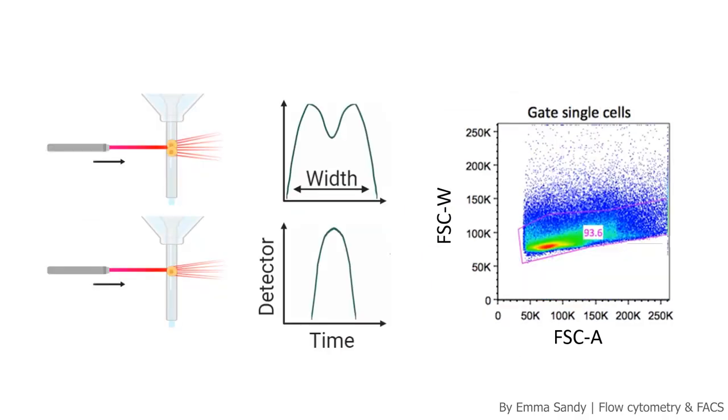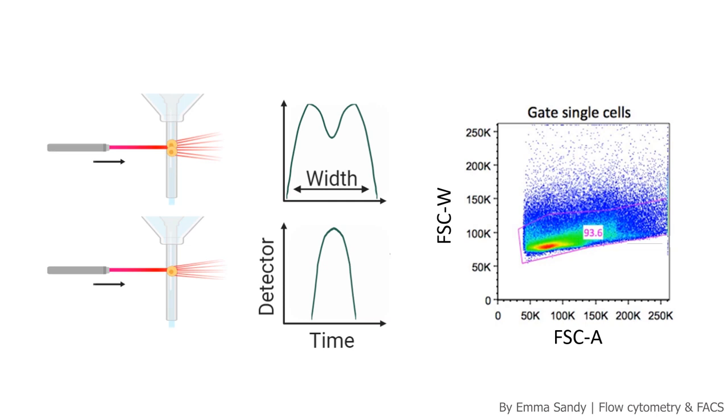So after gating for cells, we want to do doublet discrimination, and this means that we're only going to be forwarding our analysis on single cells. And to do this, we change the y-axis to be forward scatter width, and this allows us to circle only the cells down here that are going to be single cells, and we exclude the doublets that are this population straying up to the top.